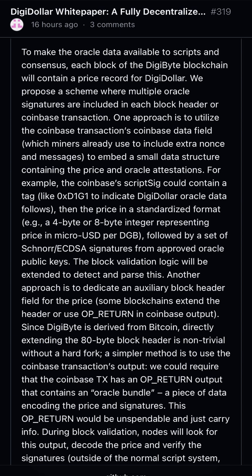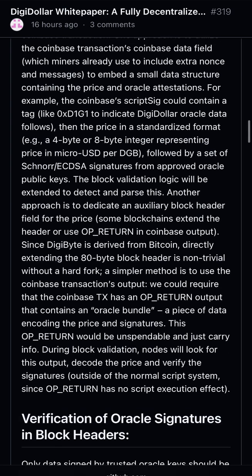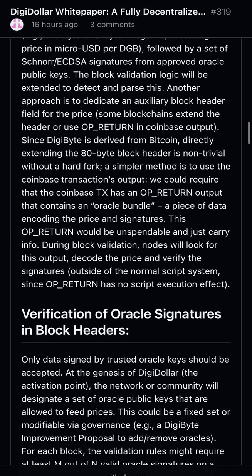For example, the Coinbase's scriptSig could contain a tag, like 0xD1G1 to indicate DigiDollar oracle data follows, then the price in a standardized format, e.g., a 4-byte or 8-byte integer representing price in micro-USD per DGB, followed by a set of Schnorr or ECDSA signatures from approved Oracle public keys. The block validation logic will be extended to detect and parse this.